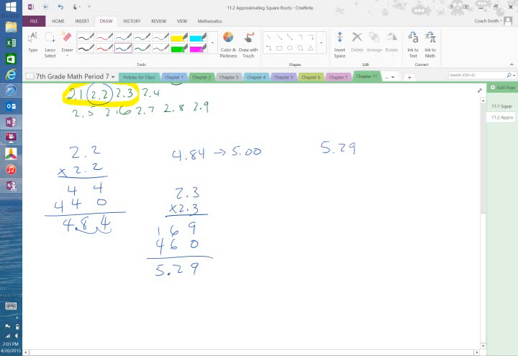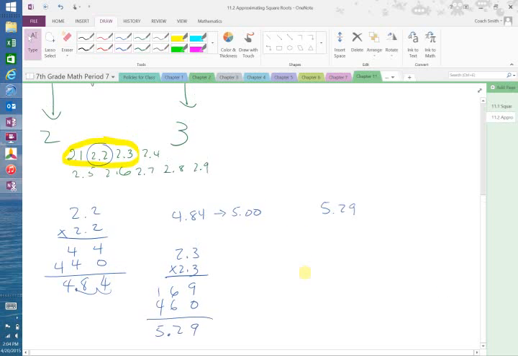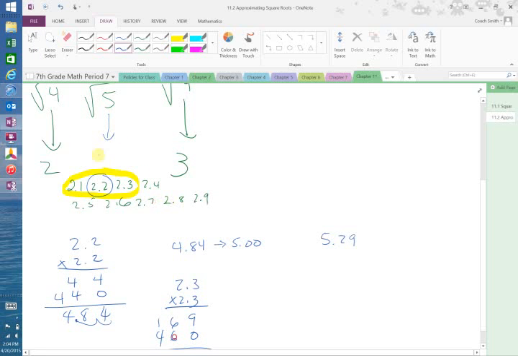Okay? So, now what we have to decide is which is closer, 4.84 or 5.29, to 5? 4.84, I think I said 5. 4.84 is closer because it's 0.16 away from 5. 5.29 is 0.29 away from 5. So the closer one is 4.84. So that means that my square root of 5 is approximated to 2.2. And that's your answer.